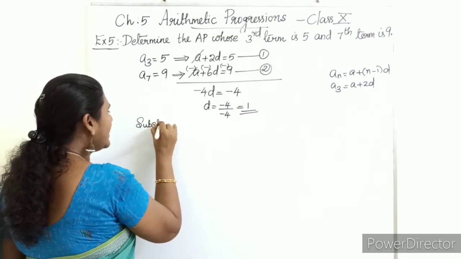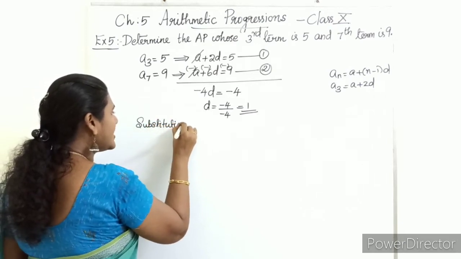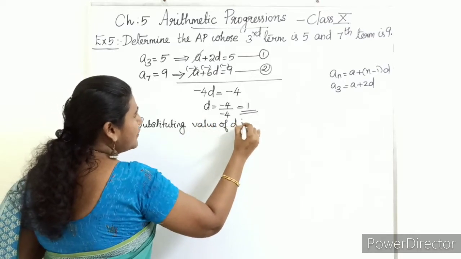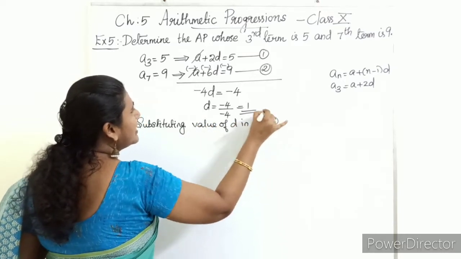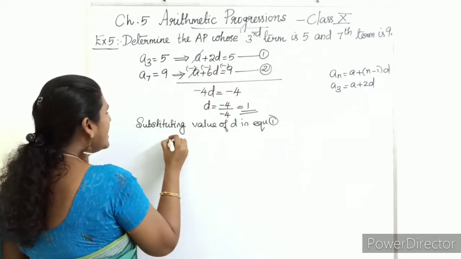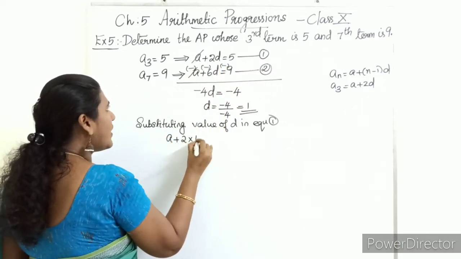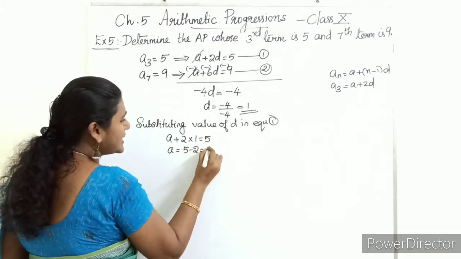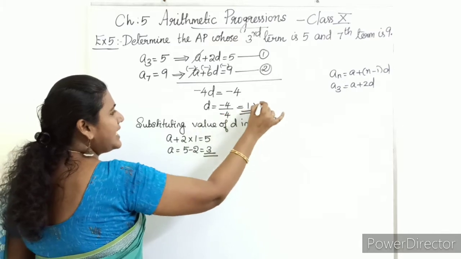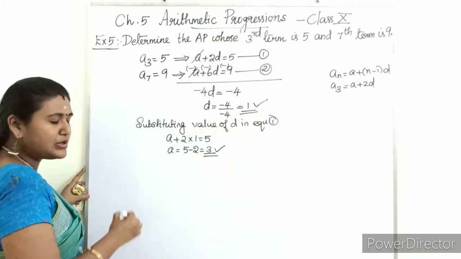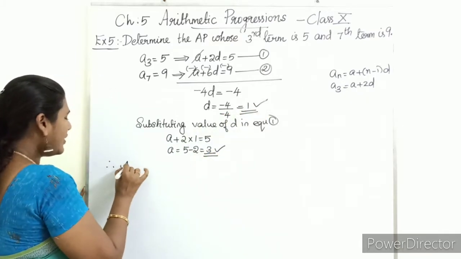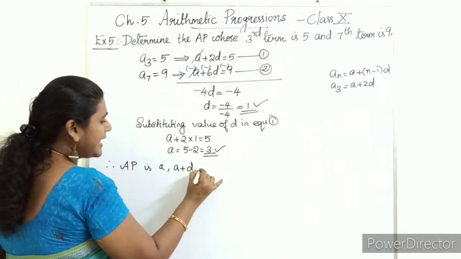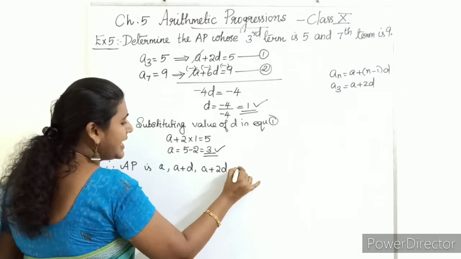So in the first equation we will substitute. Substituting the value of d in equation 1: a plus 2 into 1 is equal to 5. So a is equal to 5 minus 2, which is 3. So we got the d and a values. Now we are going to write the AP. Therefore the AP, you know the general form, is a, a plus d, a plus 2d, a plus 3d, etc.